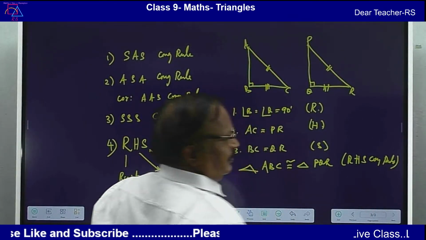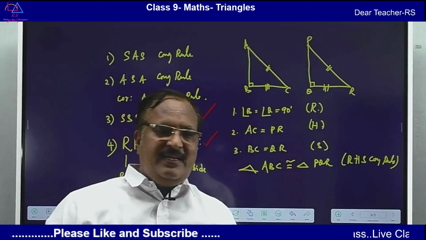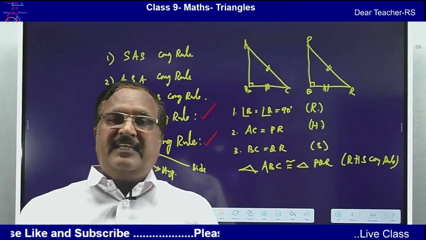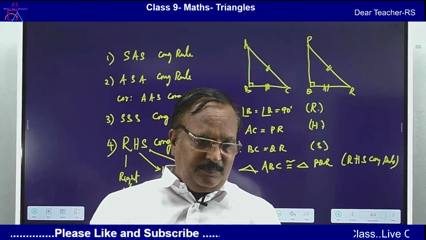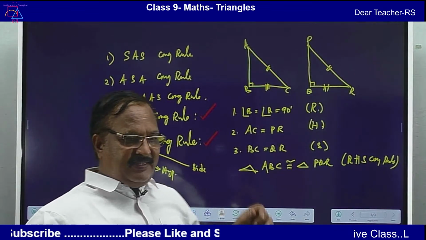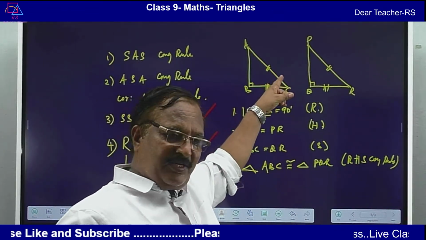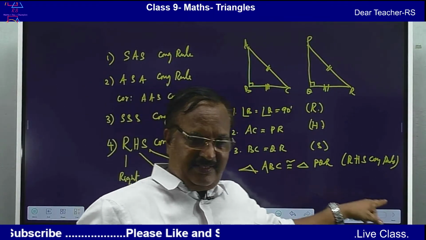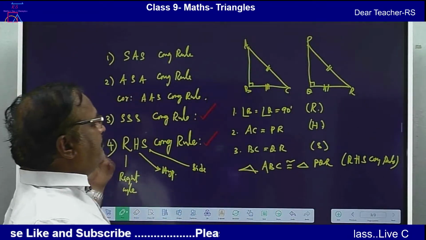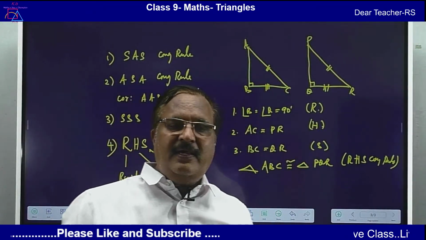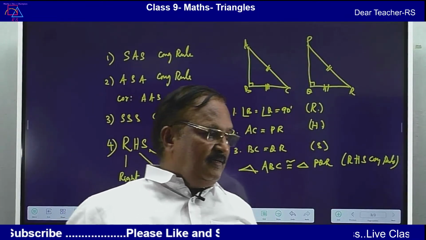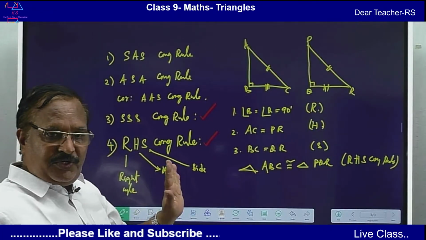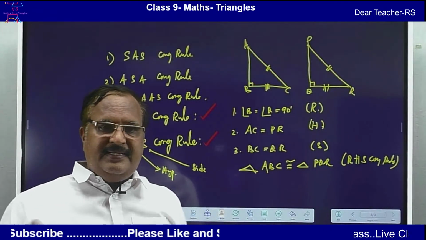rule. In the examination, he may be giving you define RHS congruency rule, explain it with a triangle, with a diagram. You have to define it and you have to draw 2 figures and you have to list out 3 equal parts and you have to write like this. This is definition plus explanation. Same way I have done for SSS also.